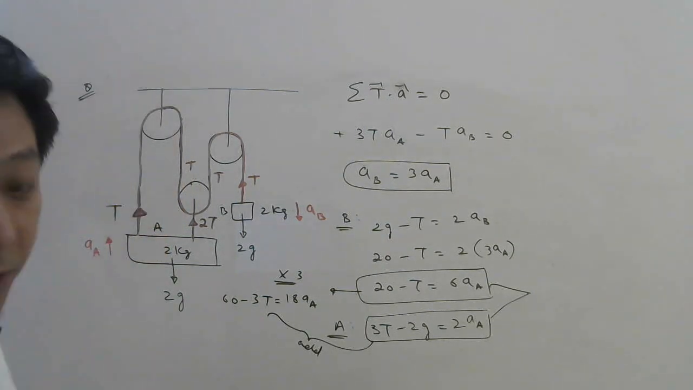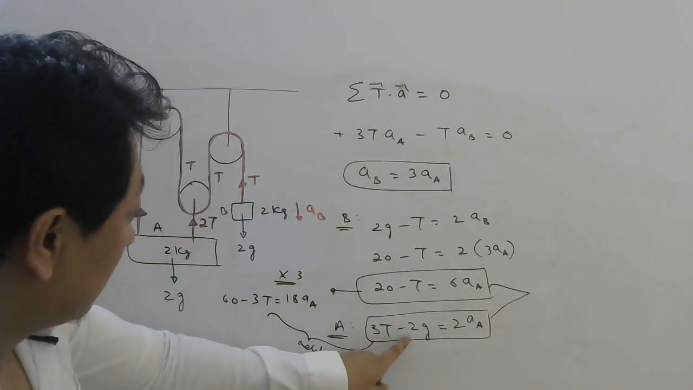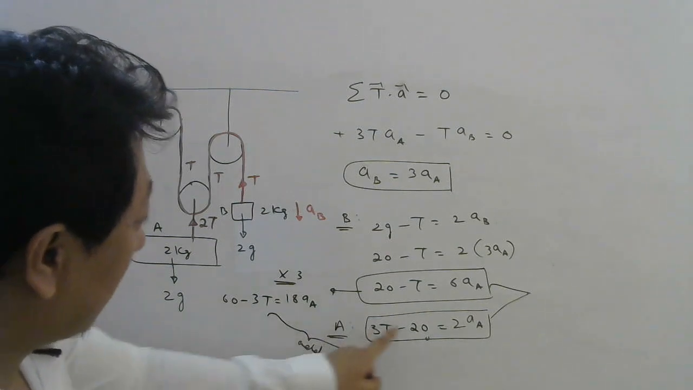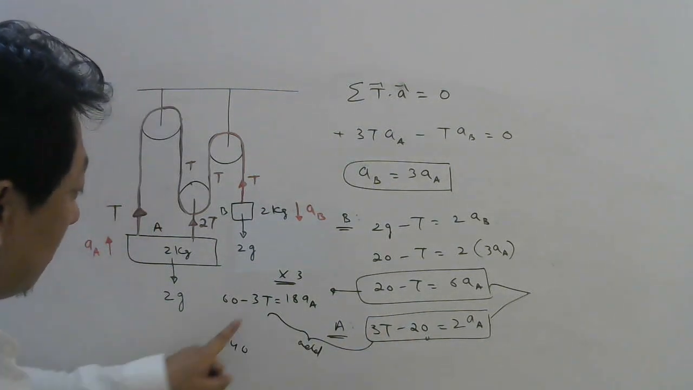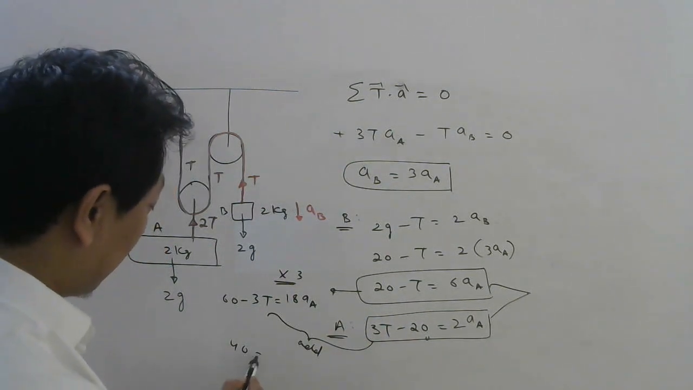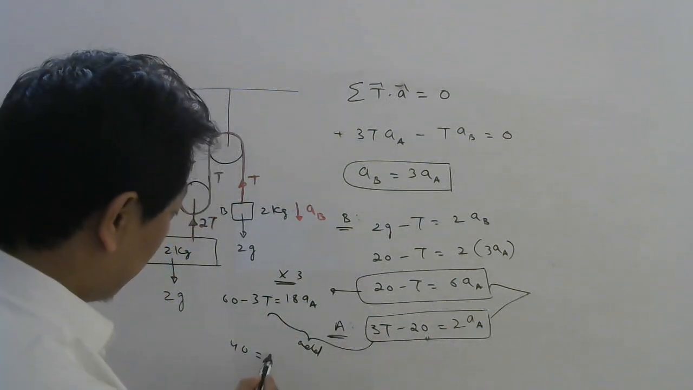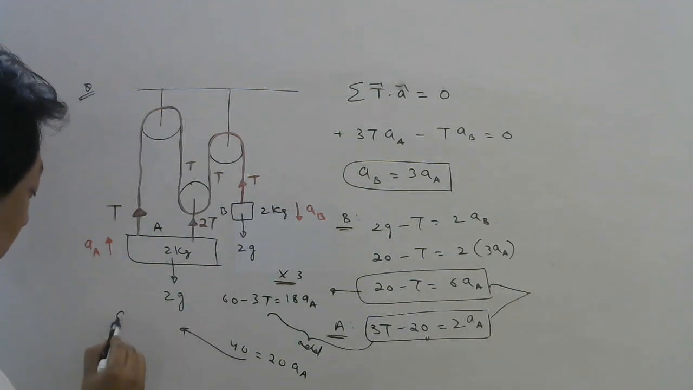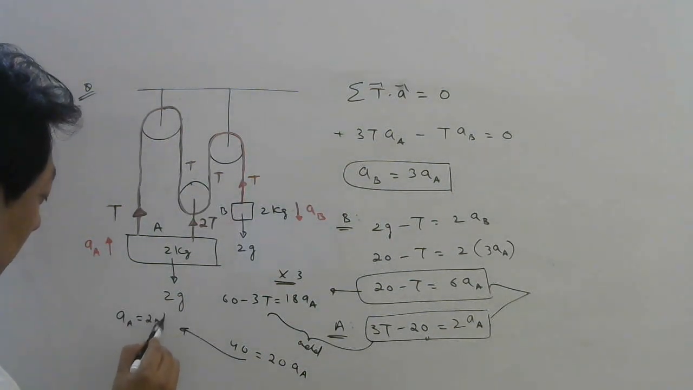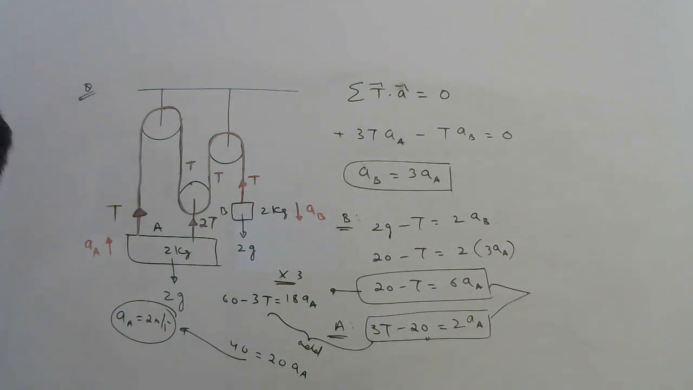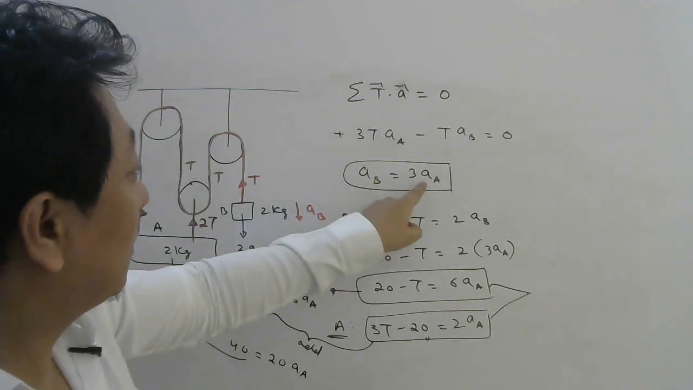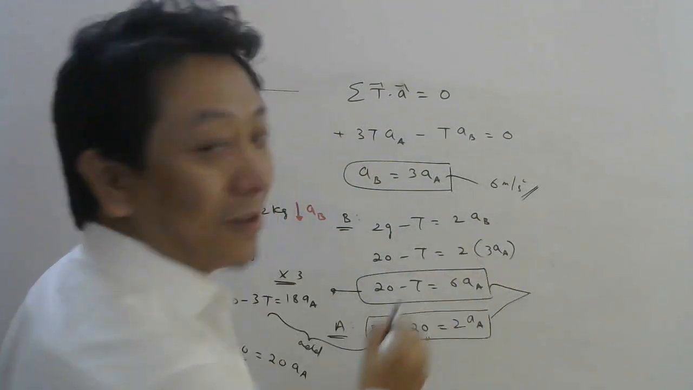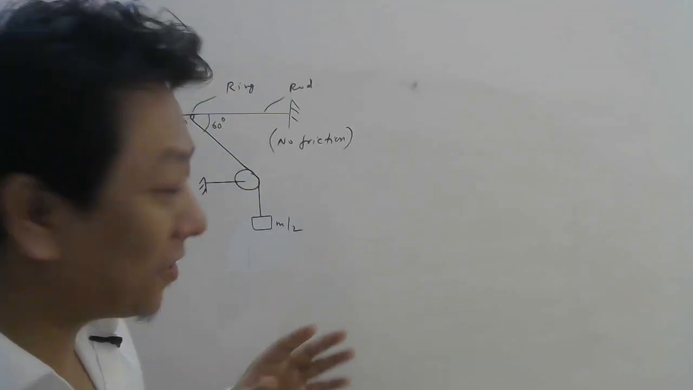if you add, what will you get? 60 minus 2g, meaning here 20 I can write, no? So 60 minus 20 will give you 40. Minus 3T plus 3T cancel, and that side 18 plus 2, 20. So this will give you finally acceleration of A equals 2 meter per second square. Now if acceleration of A is 2 meter per second square, acceleration of B will be 6 meter per second square. Quite simple, right? Let's try this question.